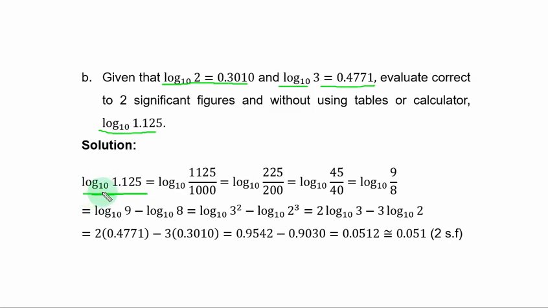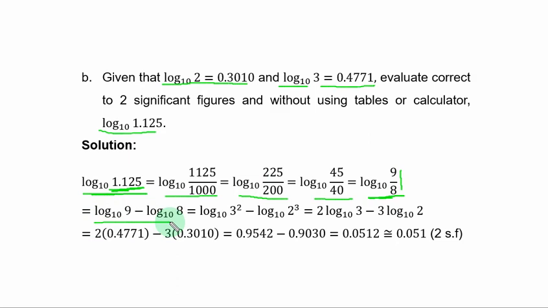First, let us convert it from decimal fraction to ordinary fraction. That gives you this. Divide through by 5. You have this result. Divide through by 5 again. You have this result. Divide through by 5 again. You have this result. Now what you have is a quotient. From the quotient rule, you can express this as log 9 base 10 minus log 8 base 10.